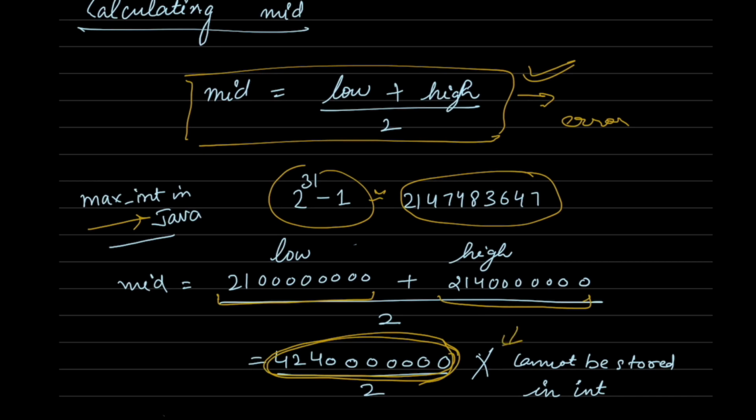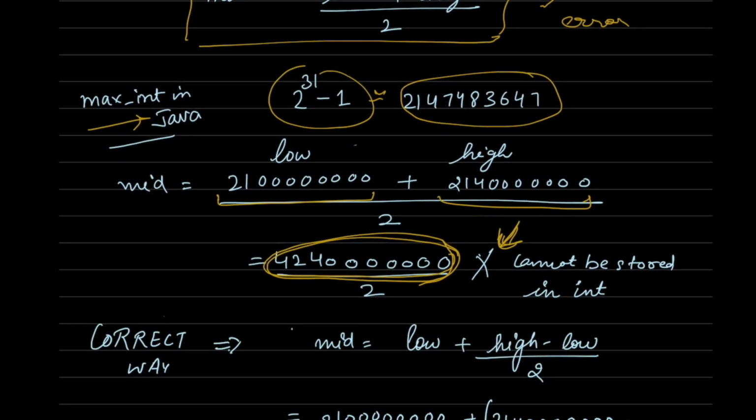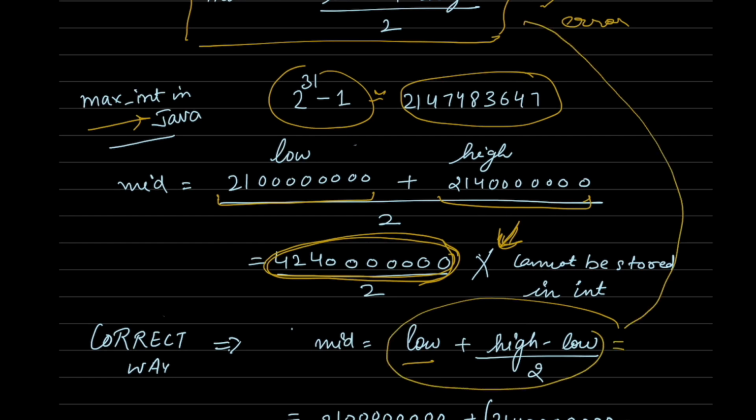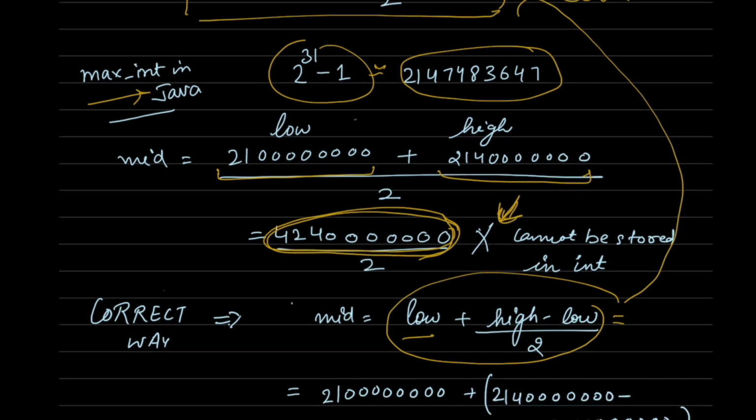So to fix this, the correct way in which we calculate the midpoint is low plus (high minus low) upon 2. This, if you calculate, would again be equal to this only. So it would be like (2 low plus high minus low) upon 2, which would again be (low plus high) upon 2 only. But the way we calculate it programmatically, it does not give us any error.